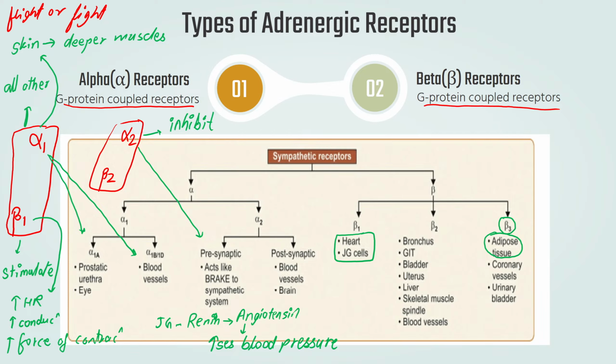Here it is written as it acts as a brake on the sympathetic system, which means that whenever alpha 2 is stimulated, it will lead to inhibition, which means decreased noradrenaline release or decreased sympathetic activity. Whenever alpha 2 is stimulated, the presynaptic one, there is decreased sympathetic flow.